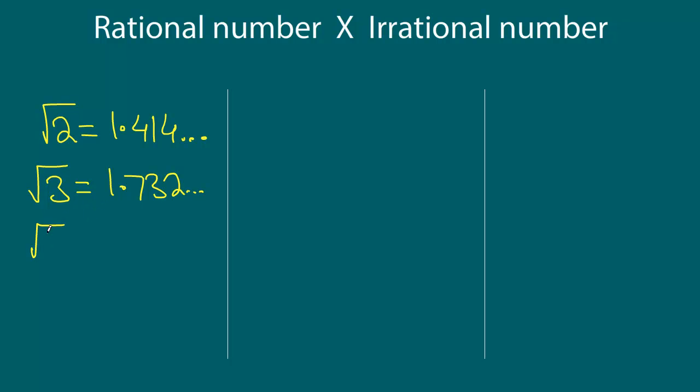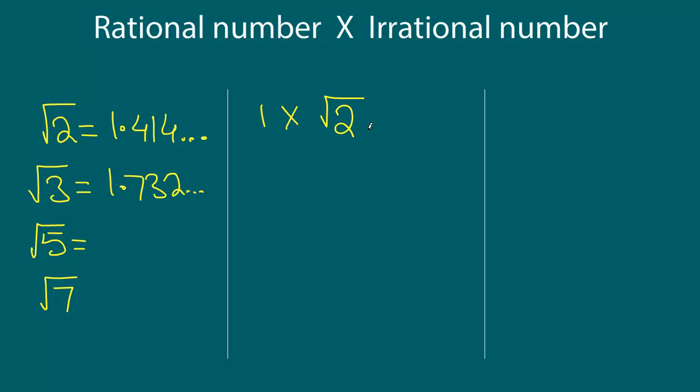Similarly, you can find out what it is for square root 5 and square root 7. So I'm randomly writing some irrational numbers here. What we want to do is multiply a rational number and an irrational number. So why don't we start with something which is super simple? What about 1 multiplied by square root 2?